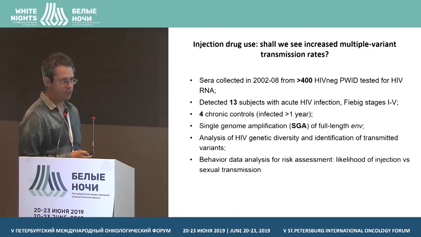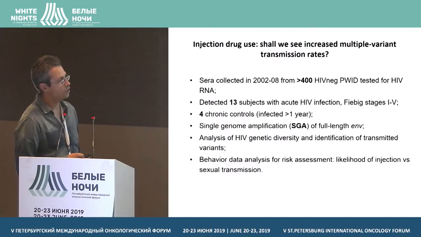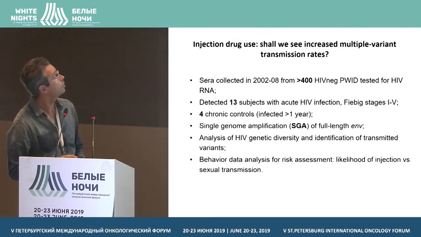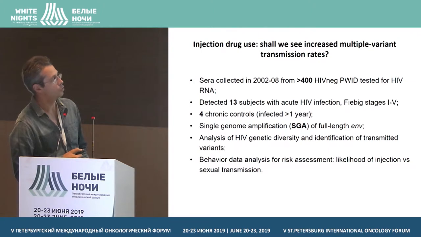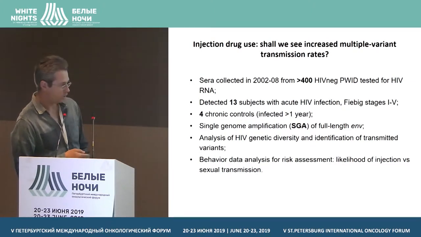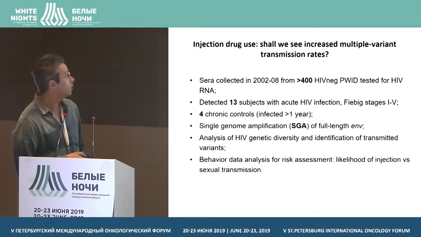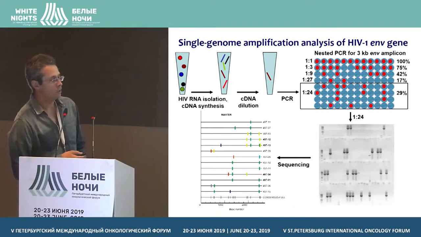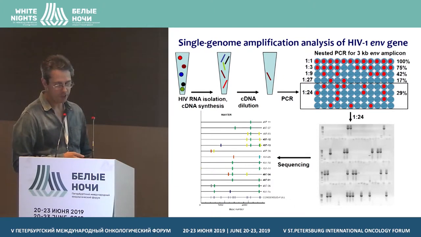In our first study, we found these cases retrospectively by screening a large collection of HIV sera. We found 13 cases out of 400 something sera. All of them were people who inject drugs from St. Petersburg.